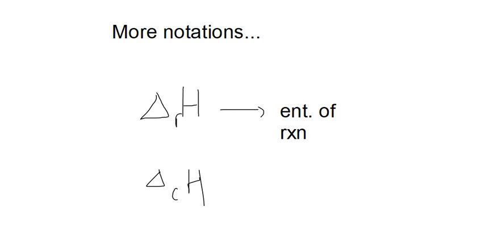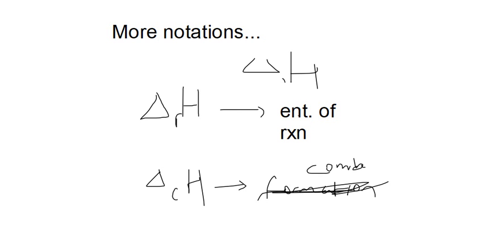So another notation for enthalpy is if it's like this. So enthalpy with a subscript R, that means it's the enthalpy of a reaction, and if we have the delta and like C H, that's just going to be enthalpy of combustion, and then F would be formation.